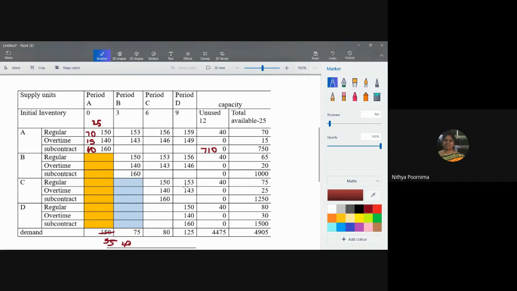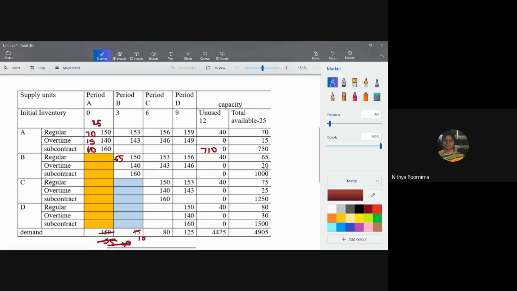In the period B, the demand is only 75, but if you see there is a huge amount of values here. So first I will go with the allocation of 65 here. Okay, so this is nullified. So in 75, if 65 goes, how much will be left over? 10, correct? Yes or no? Yes, ma'am.